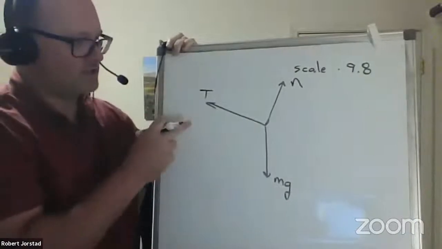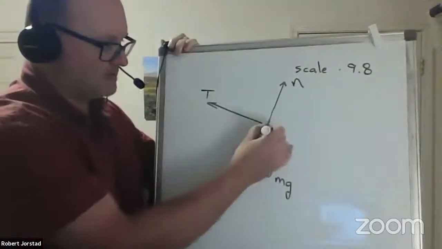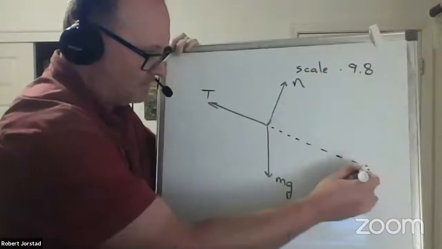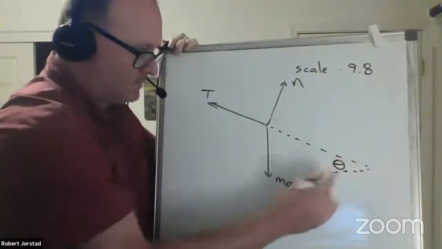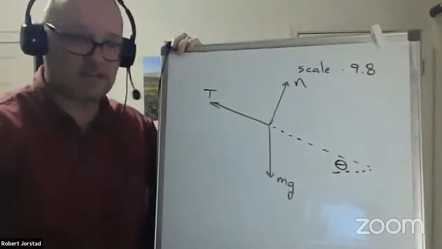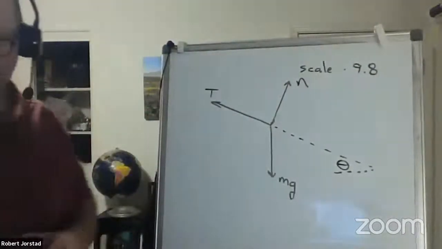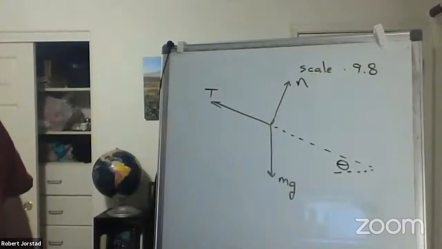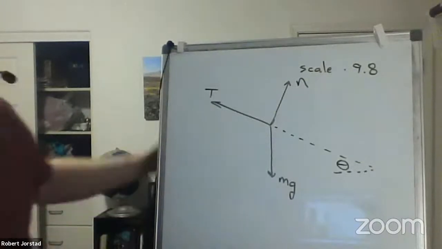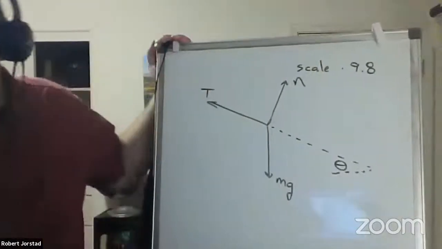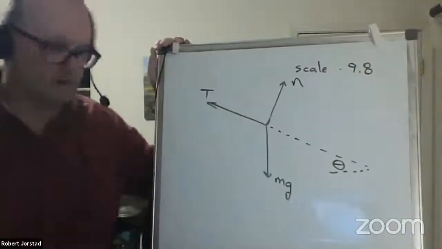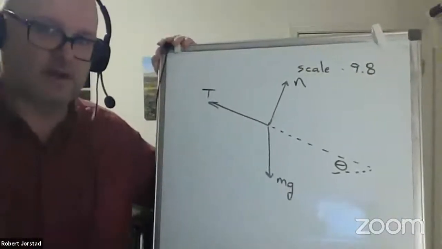Okay, so what should happen to this? And to be clear, this thing is sitting on a ramp with some angle theta. If theta becomes a bigger angle, what should happen to these two scale readings? What do you think? Anybody? Normal force should probably go down, right? Okay. And what's your thought process, or why do you think that?